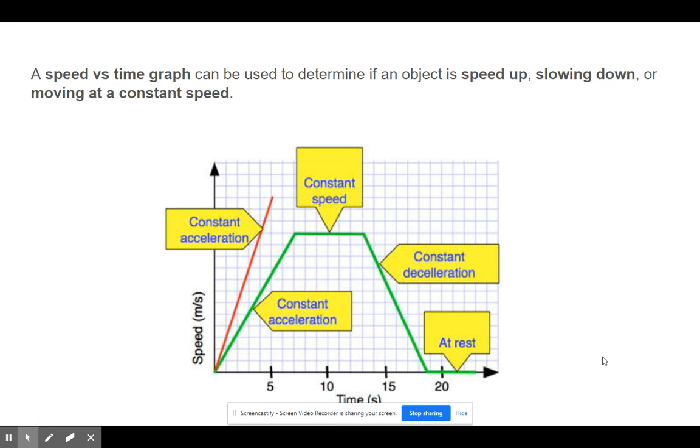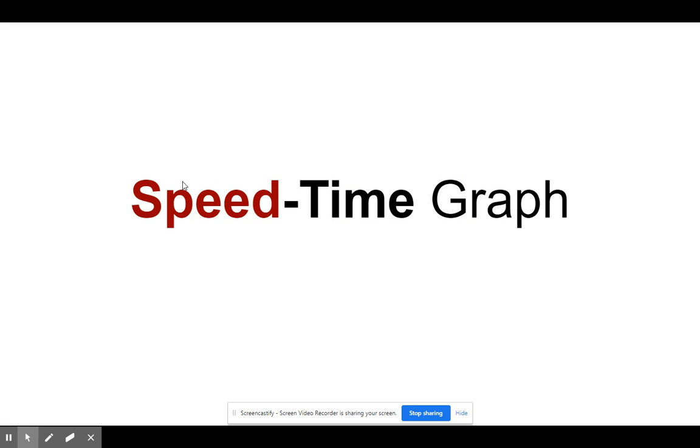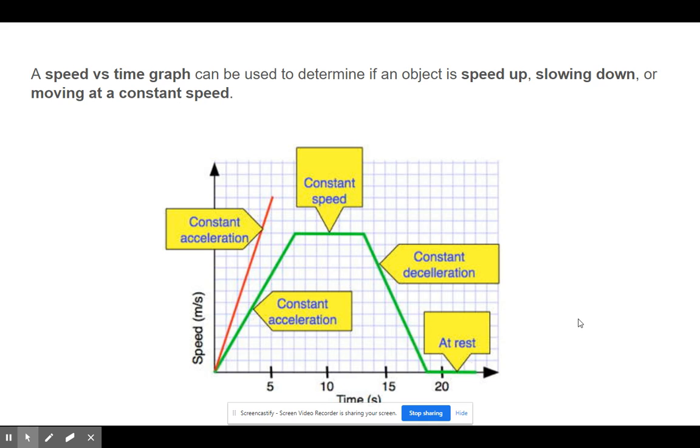Now for a speed time graph, we have speed. Now we're switching over, it's different now. So we're starting our notes right now, different type of graph. So draw a line, separate, make sure this is completely different notes from yesterday. This is speed time graph. Speed is going to be on the y-axis now. A speed versus time graph can be used to determine if an object is speeding up. This is important, write it down. Speeding up, slowing down, or moving at a constant speed.